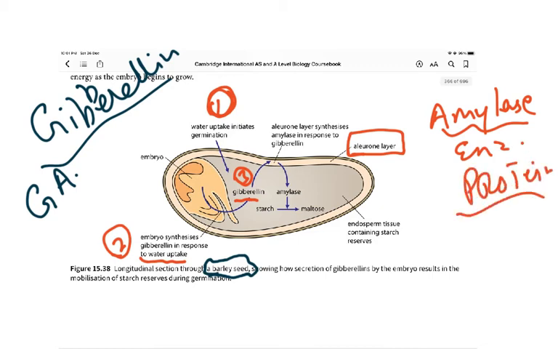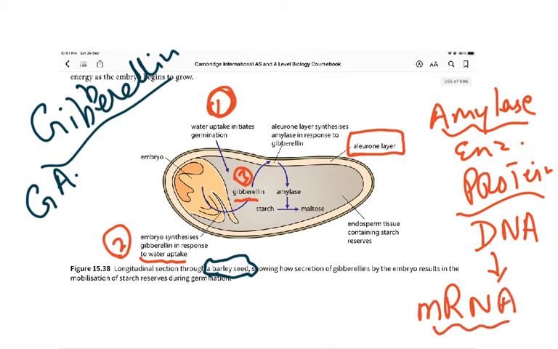And we said protein synthesis is when the DNA gene is copied and mRNA is made. So transcription is DNA to mRNA. So number 1, I said water uptake initiates germination. Number 2, the embryo synthesizes gibberellin. Number 3, this gibberellin diffuses to the aleurone layer. Number 4, the aleurone layer synthesizes amylase in response to gibberellin.